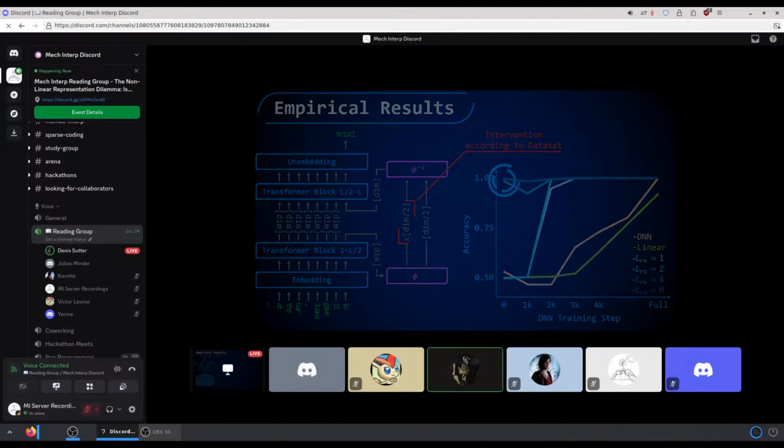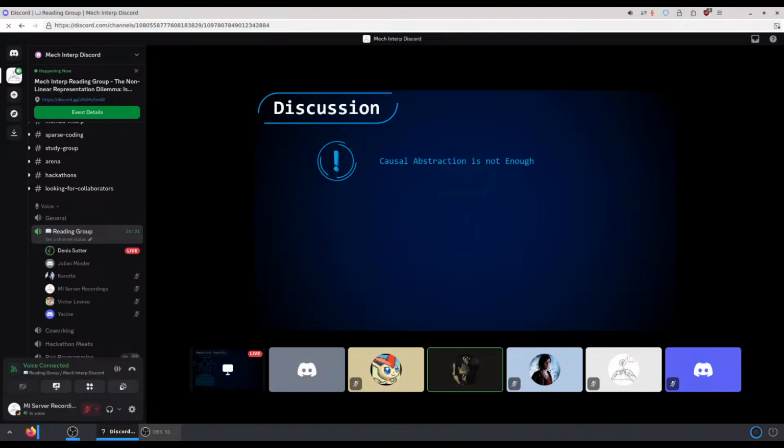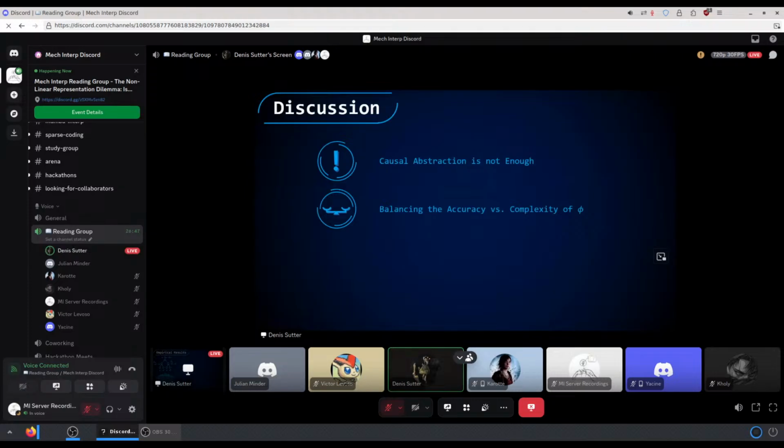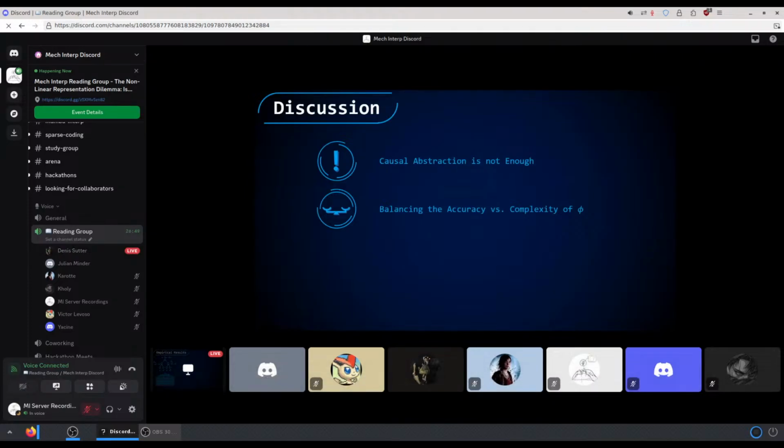Therefore, we see that causal abstraction alone is not sufficient. It is crucial to balance the complexity of the alignment map with the observed IIA. Highly capable alignment maps can produce near-perfect accuracy even if the evaluated algorithm is not actually implemented in the model, and overly weak alignment maps may fail to detect the encoded features.